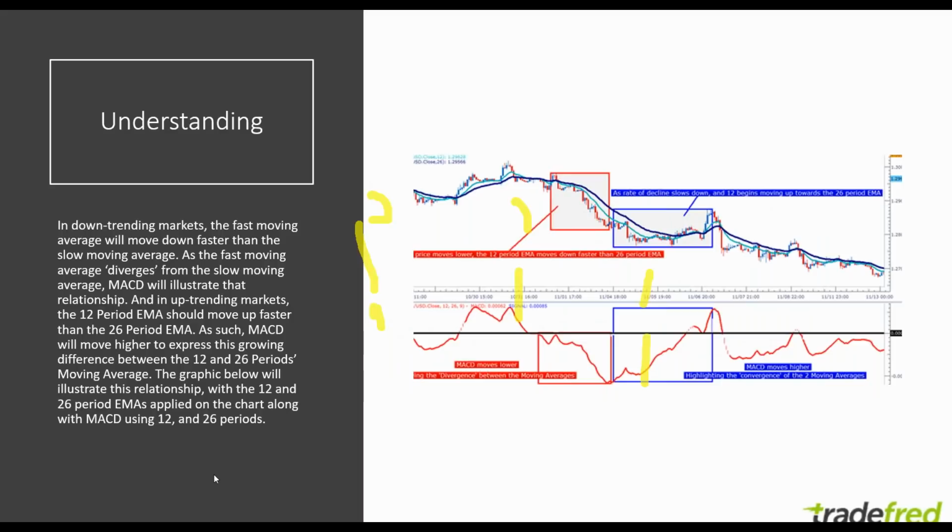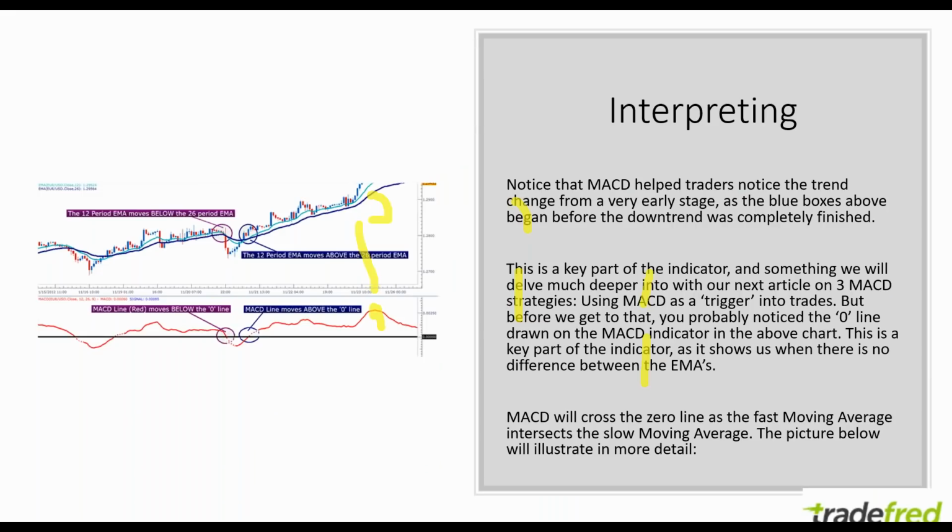So in downtrending markets, the fast-moving average will move down faster than the slow-moving average. As the fast-moving average diverges from the slow-moving average, MACD will illustrate that relationship. And in uptrending markets, the shorter moving average should move up faster than the slower. As such, MACD will move higher to express this growing difference.